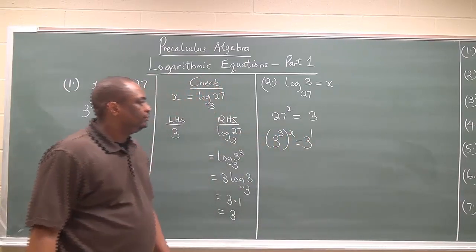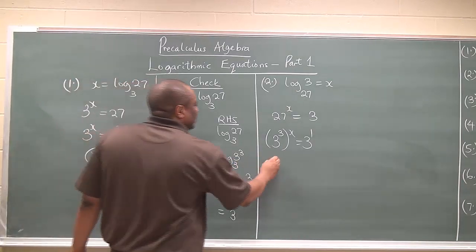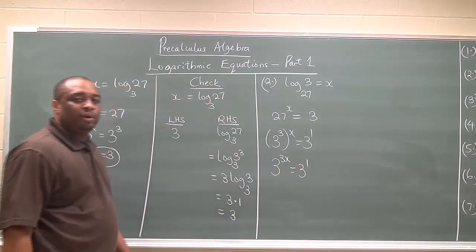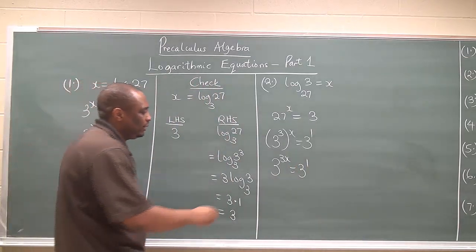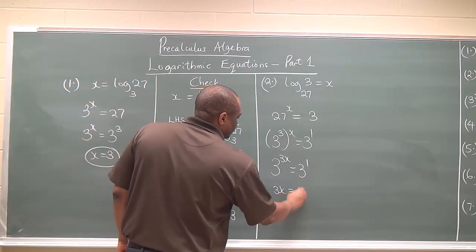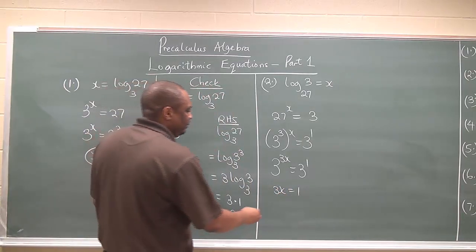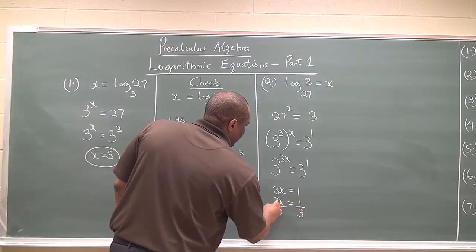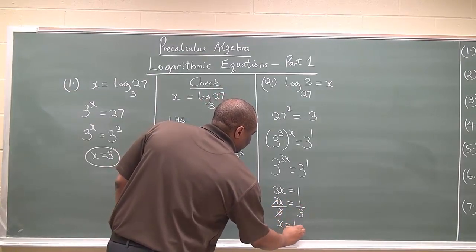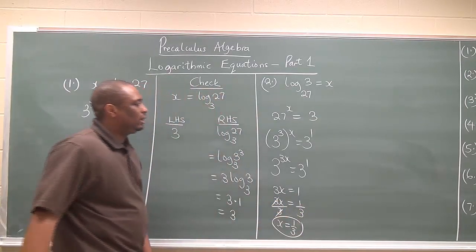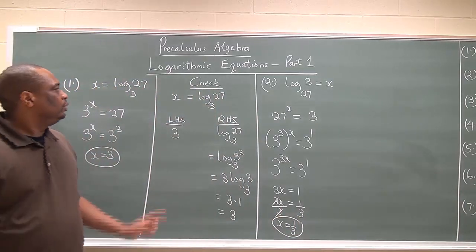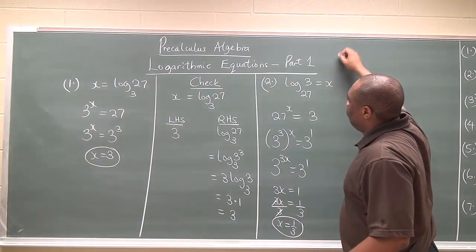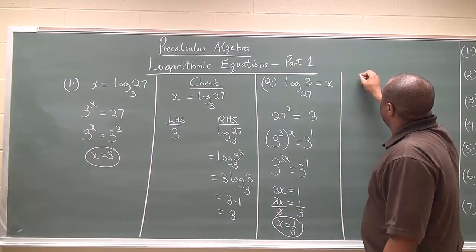So we see that 3x is equal to 3 raised to the power 1, or raised to exponent 1. So 3x will give us 1. And if you divide both sides by 3, x is equal to 1/3. x is 1/3. Do we stop here? No. Nope. We have to do what? Check our work.